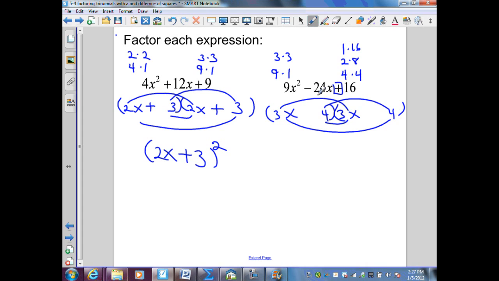Now I just determine whether it's plus, plus, or minus, minus. Since my b is negative, it's minus, minus. And then I see that each expression is the same. So I write it as a square binomial, 3x minus 4, quantity squared. Therefore, these are perfect square trinomials.